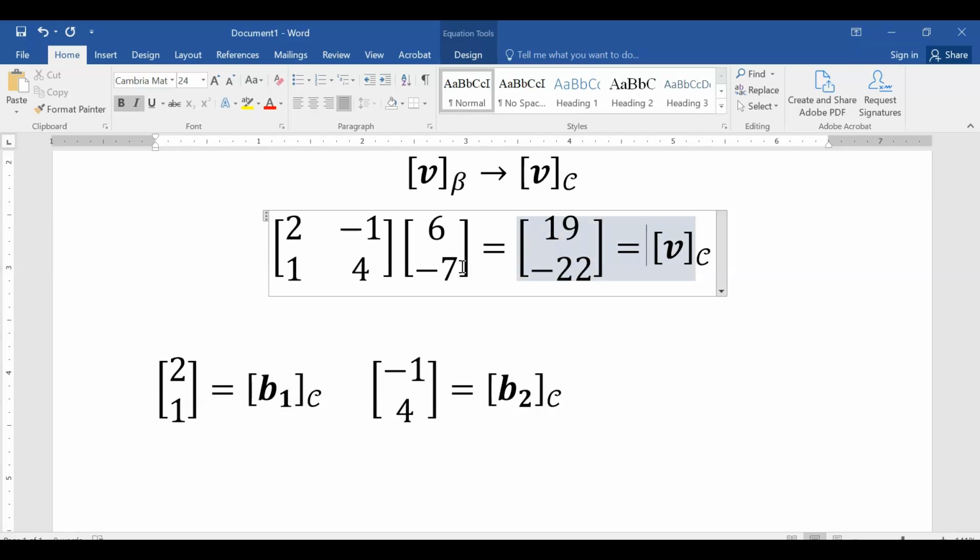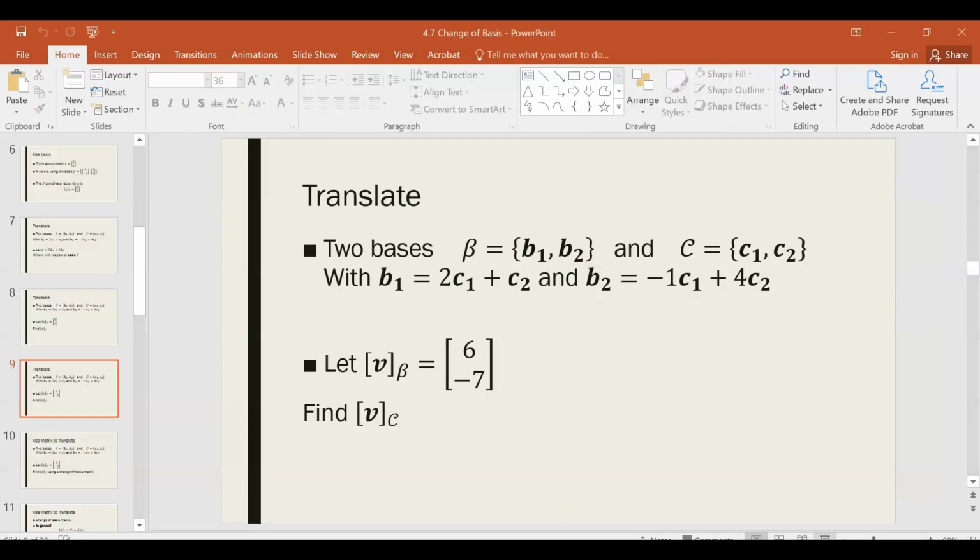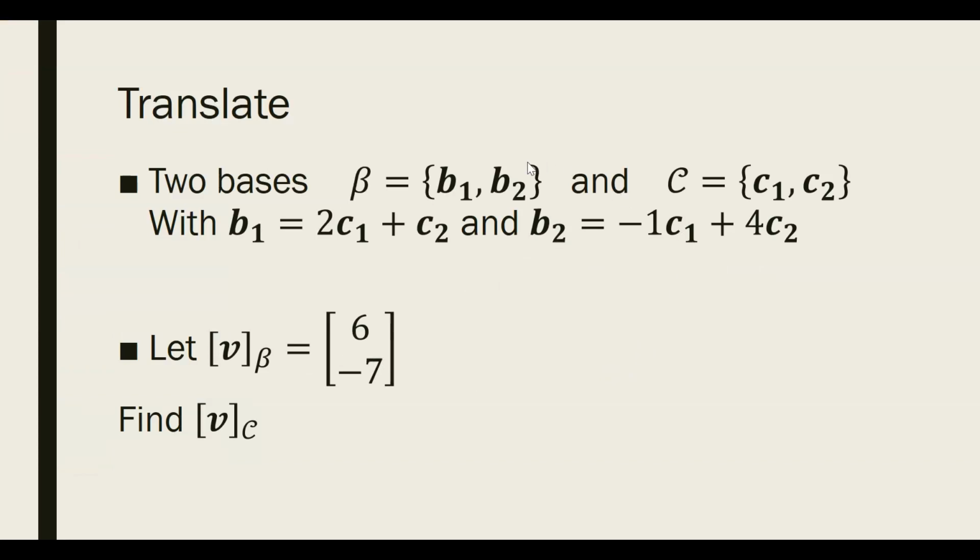And there we go. So that is the vector v with respect to basis C. All right, 19, -22. That's the coordinate vector of v with respect to basis C. Now notice that in these two examples, I didn't even have what the actual bases were. I just had the fact that basis B can be written this way, and B1 can be written in this way, B2 can be written in this way. Okay?